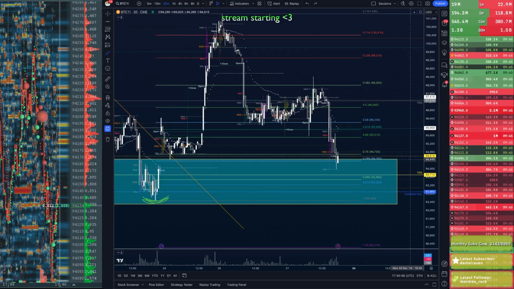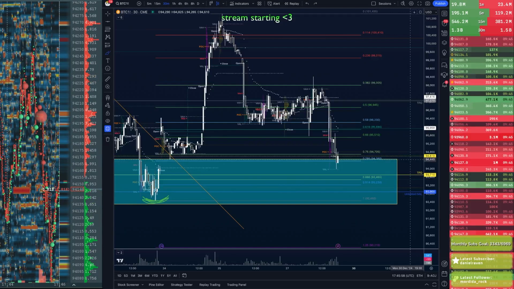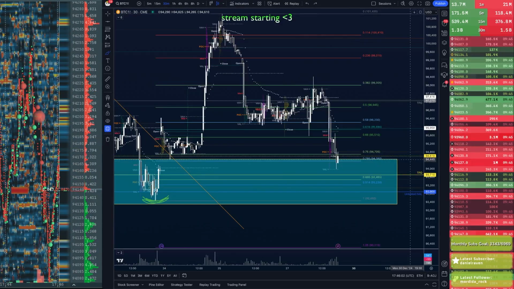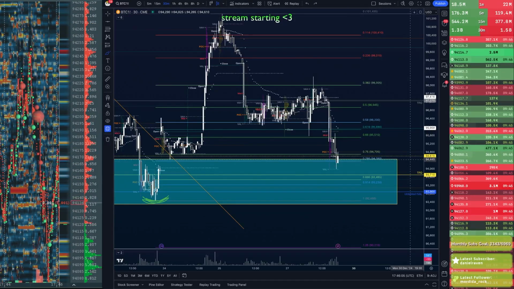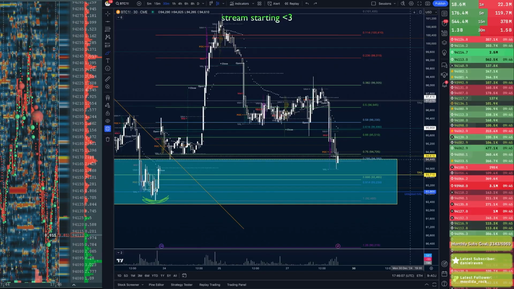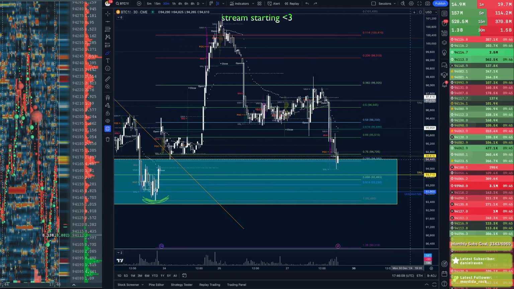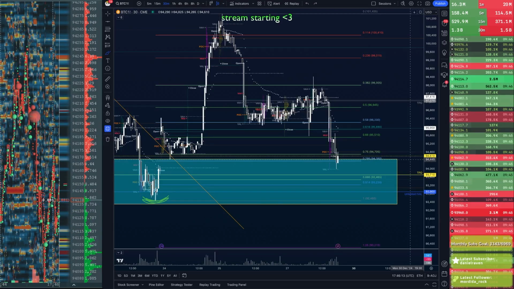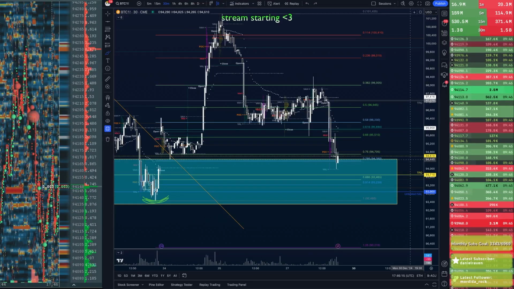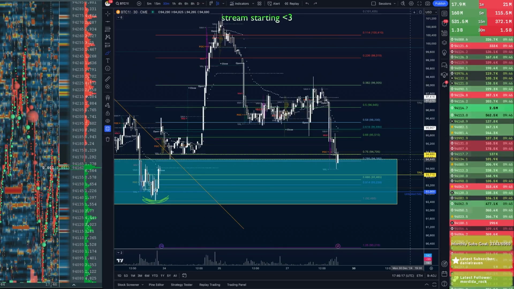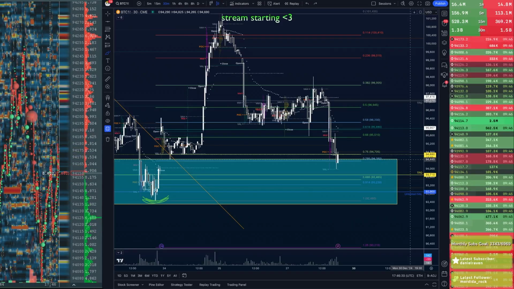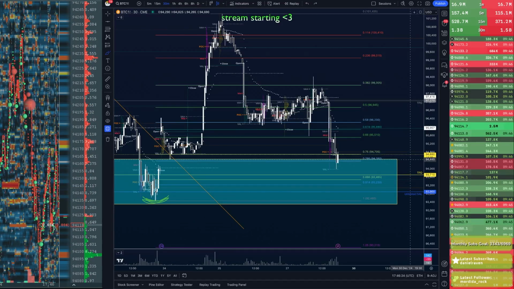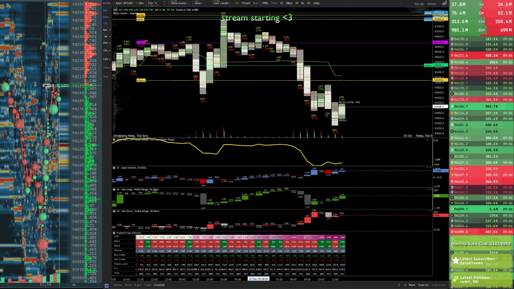Every scenario and possible outcome has a probability. And with every level that gets tapped, with every position and open interest that comes in, the probabilities fluctuate and they change. All right. So that's why being able to look at the data and remember what it signifies and how it impacts your probabilities is the best way to trade. Does that make sense?